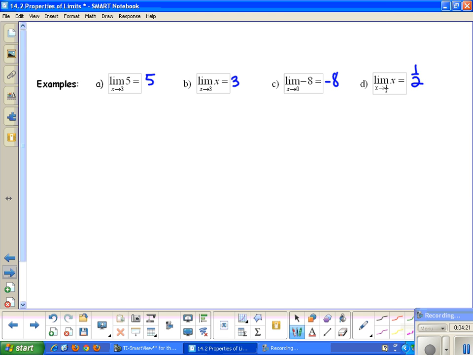And I know I can do that for the limit of x as x approaches 3, for this one right here, because 3 is within the domain.